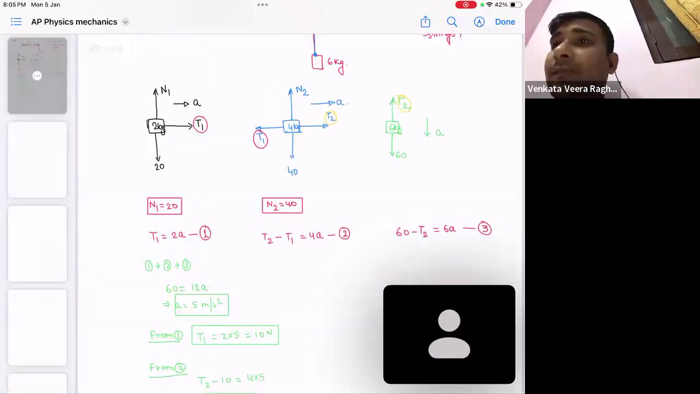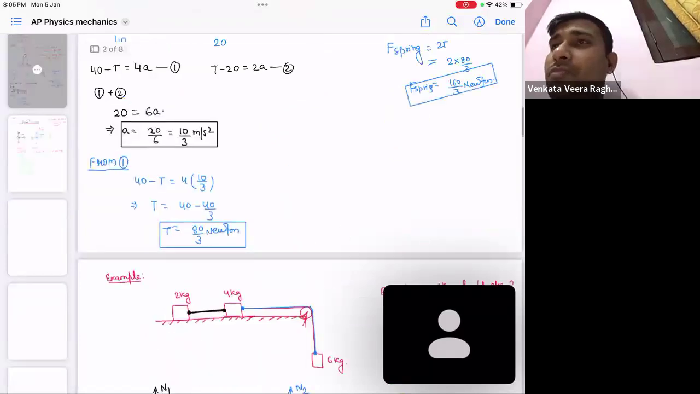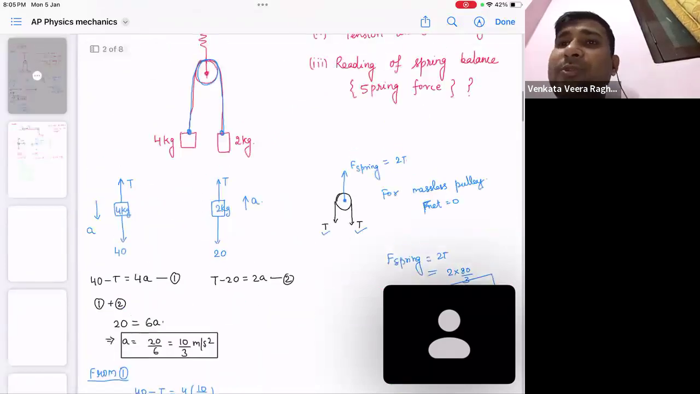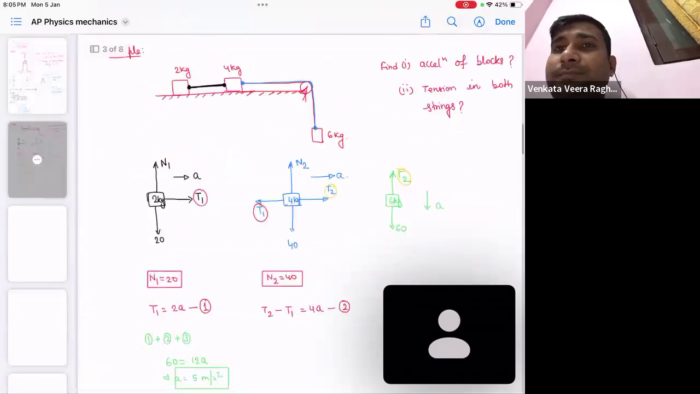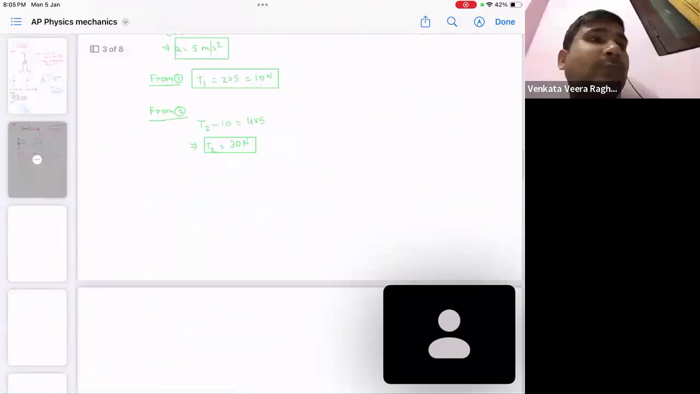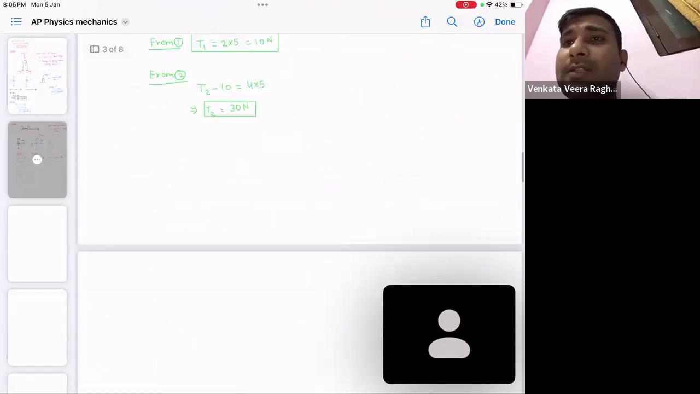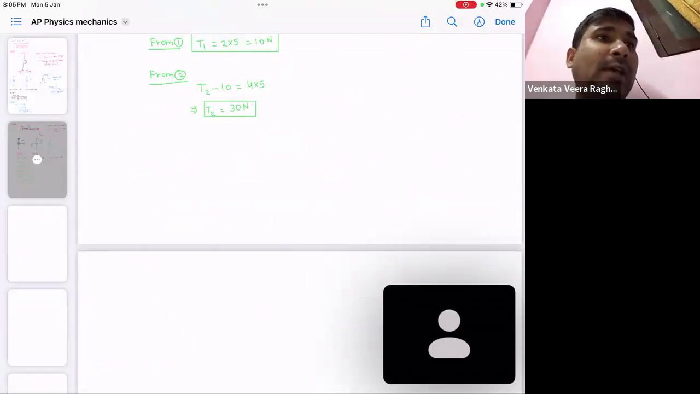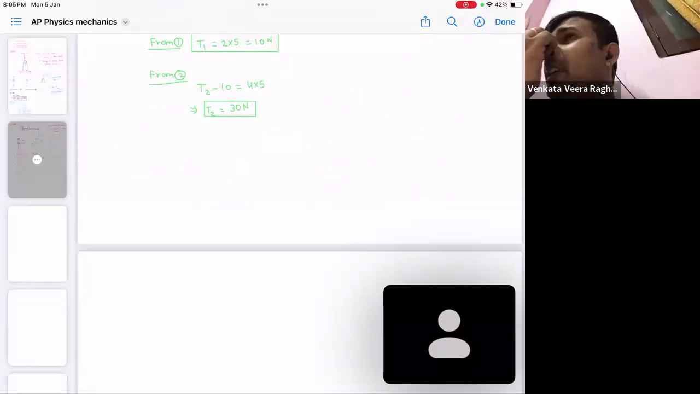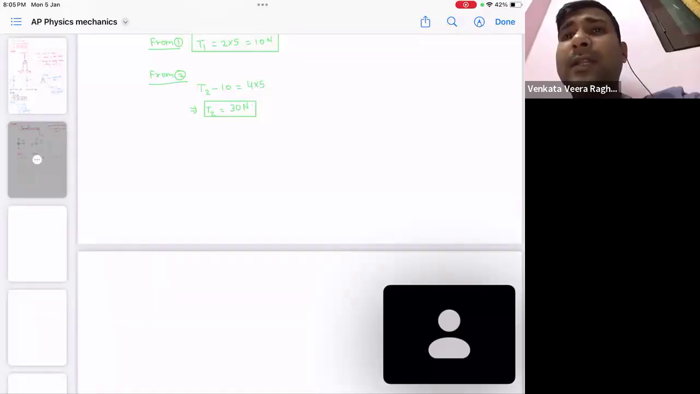Normal, tension, spring force. All these types of forces we have discussed in our class. Now, next we have to discuss what is called the friction force. Friction force we have not yet discussed. And one more is there called the pulley constraint. Pulley constraint means what? It's a simple application of Newton's law of motion.